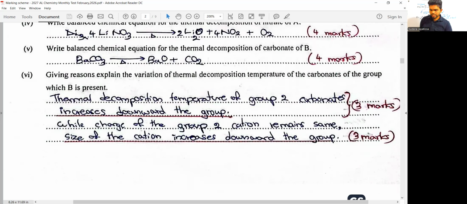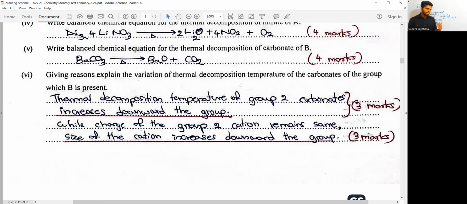So first of all, you have to tell what would happen to the group 2 carbonate thermal decomposition temperature. Now, it is becoming difficult to thermally decompose. Thermal decomposition temperature increases. Why? Because down the group, the ionic character of those ionic bonds increases.